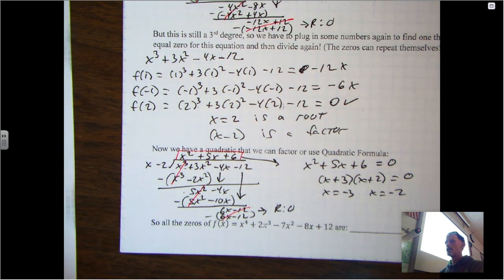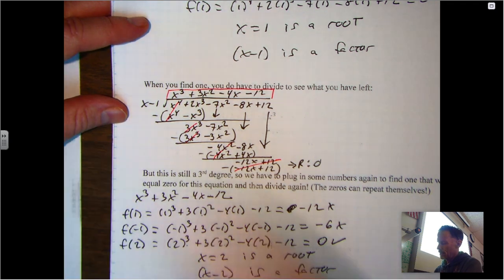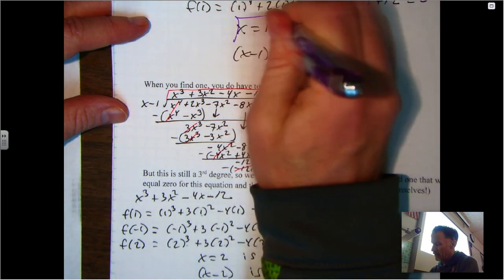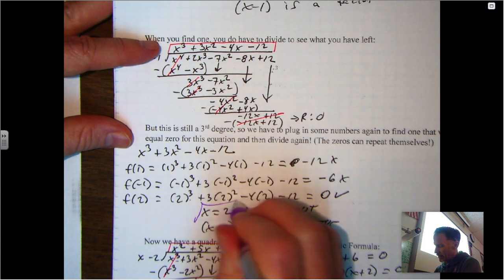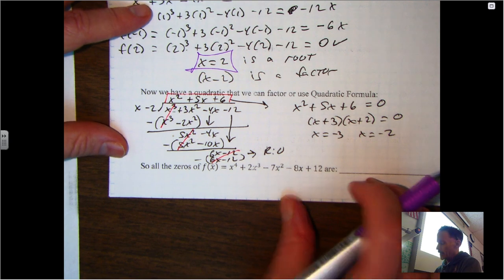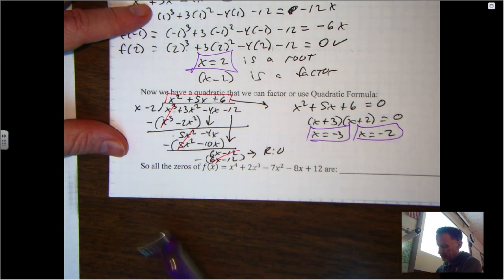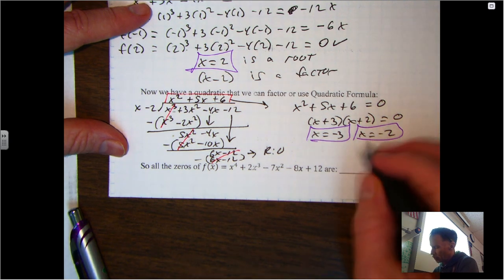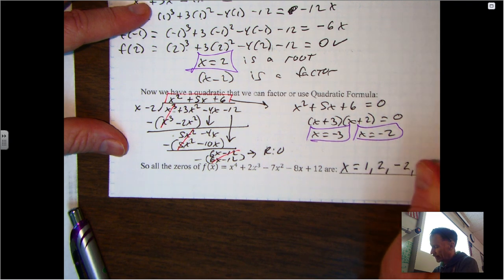So we take all of those that I found. So the first one that I found was x equals 1. And then I found x equals 2. And then I found the -3 and the -2. So my zeros for that whole polynomial, x equals 1, 2, -2, and -3.